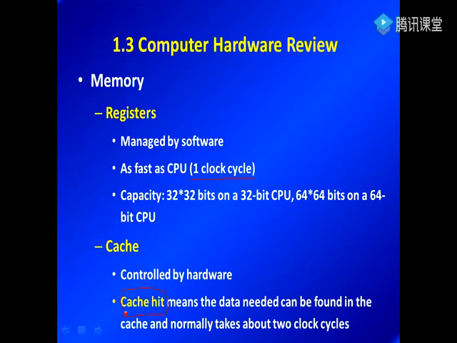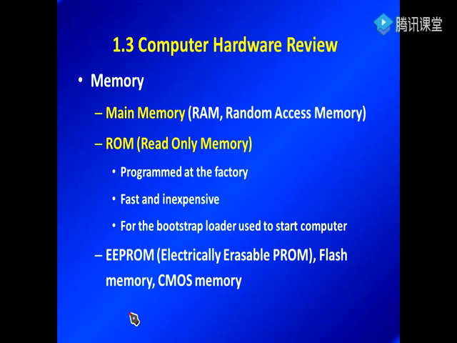And you can see this concept about cache hit. You can learn about this concept after the class. You can read the book and try to understand the cache hit, because it's a quite important concept, but we don't have time to explain this concept now. So let's move on to the next part, main memory.